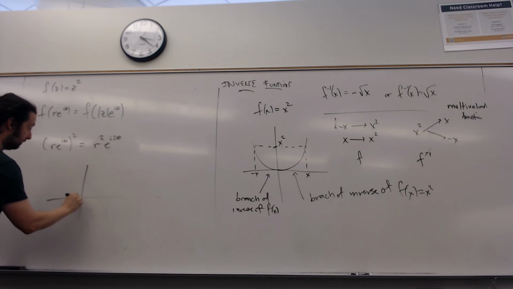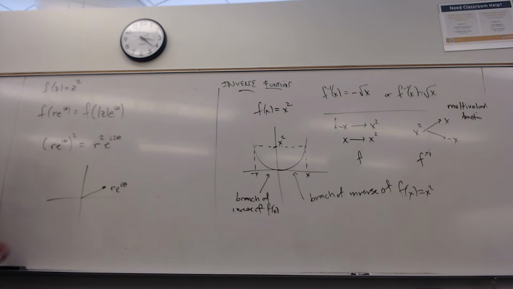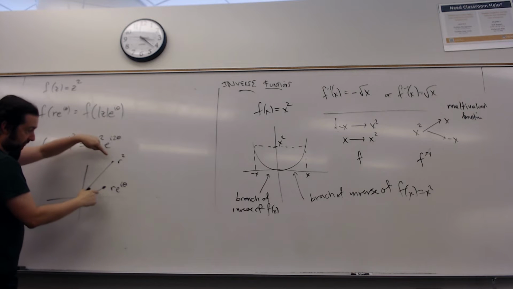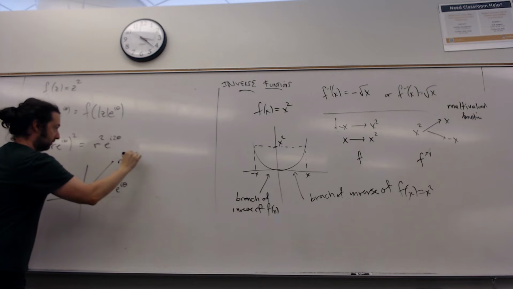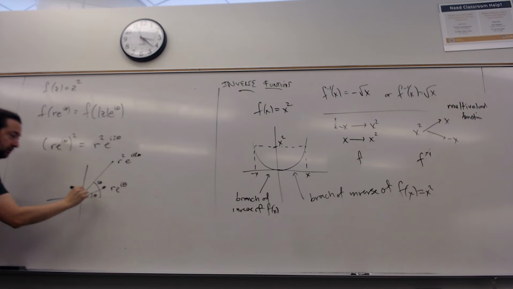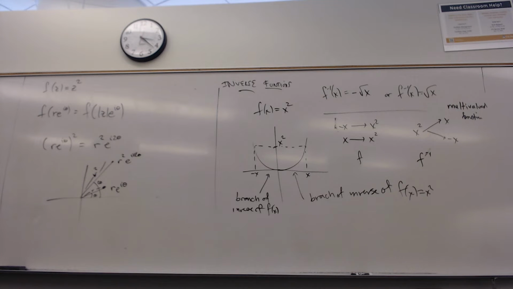If this number was r e to the i theta, r squared might be here. So you've squared the radius and you've doubled the angle. This is theta, this is 2 theta. This is r, this is r squared. Right? So squaring turns the inputs to outputs. Doubling an angle means that you're rotating the point.